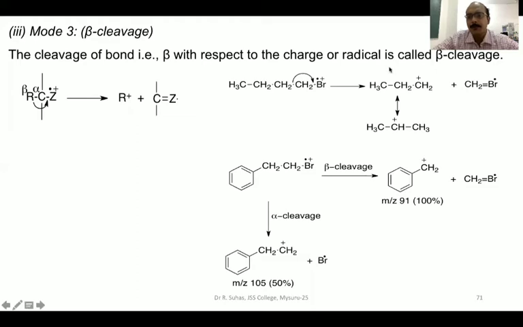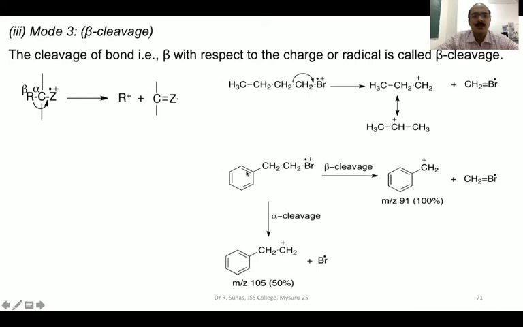the bromine. This propyl cation undergoes rearrangement to obtain a very stable cation. Instead of CH3CH2CH2 plus, there will be a small rearrangement of hydrogen. This hydrogen moves here and it becomes CH3CHCH3, and on the middle carbon there will be positive charge. This is a small rearrangement that is taking place in the propyl cation, and this is called beta cleavage.